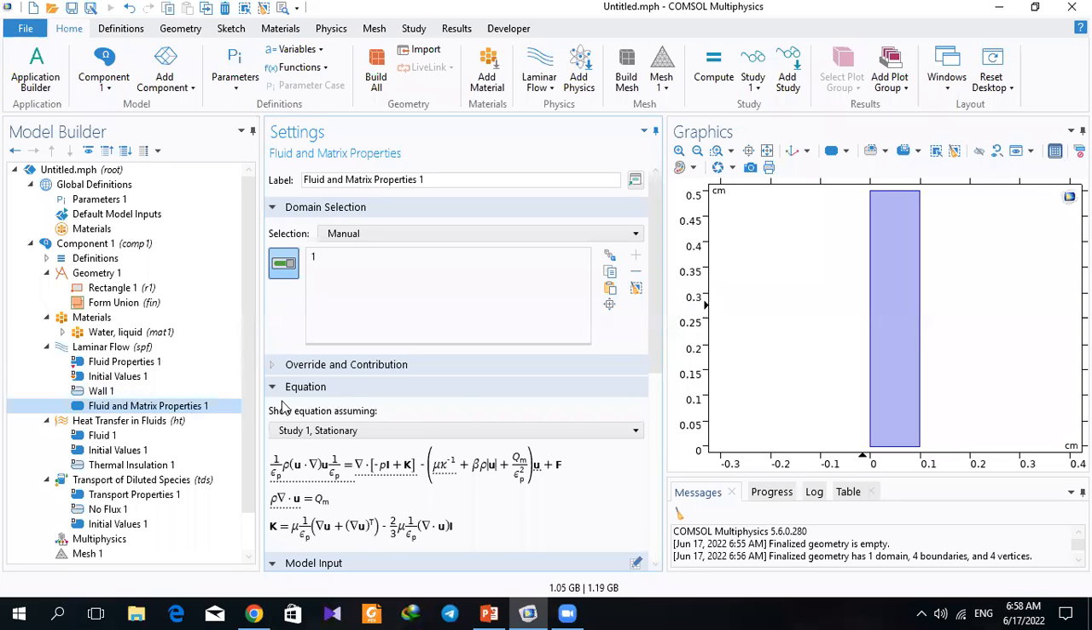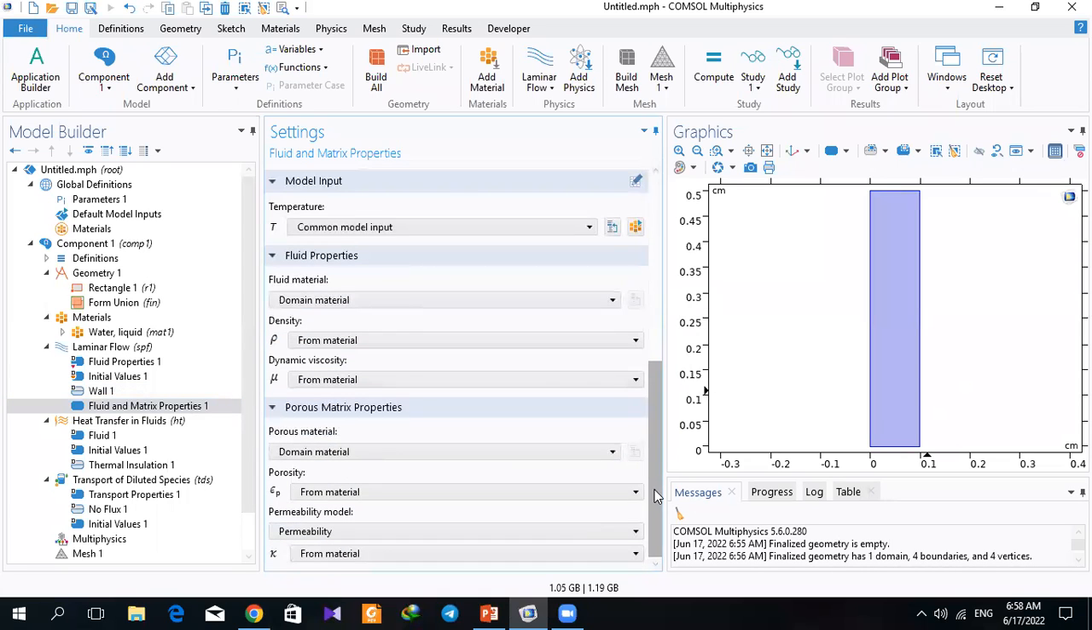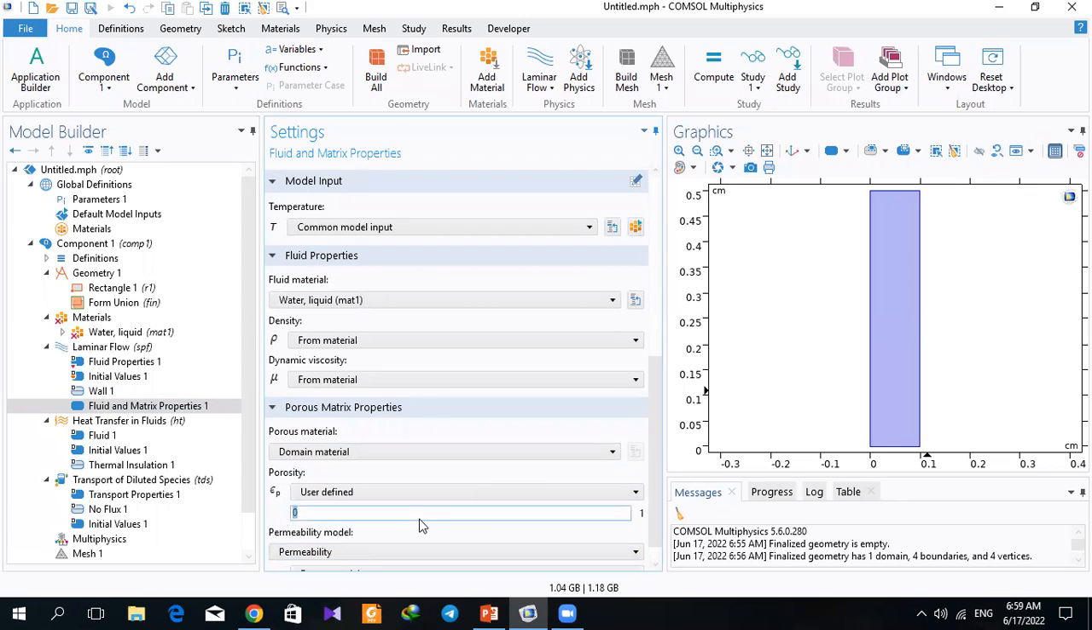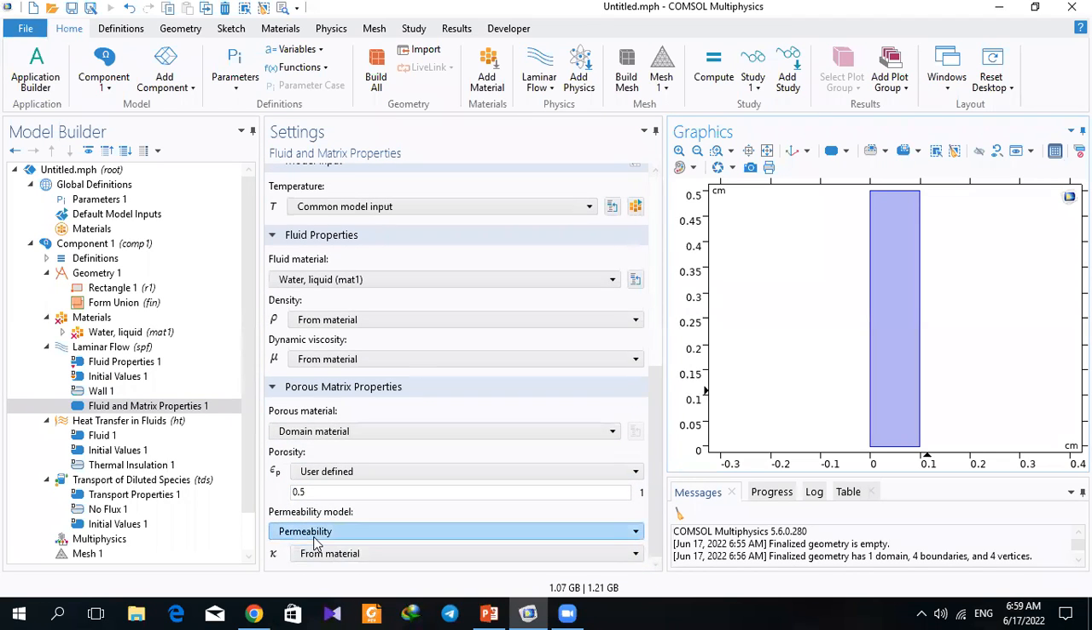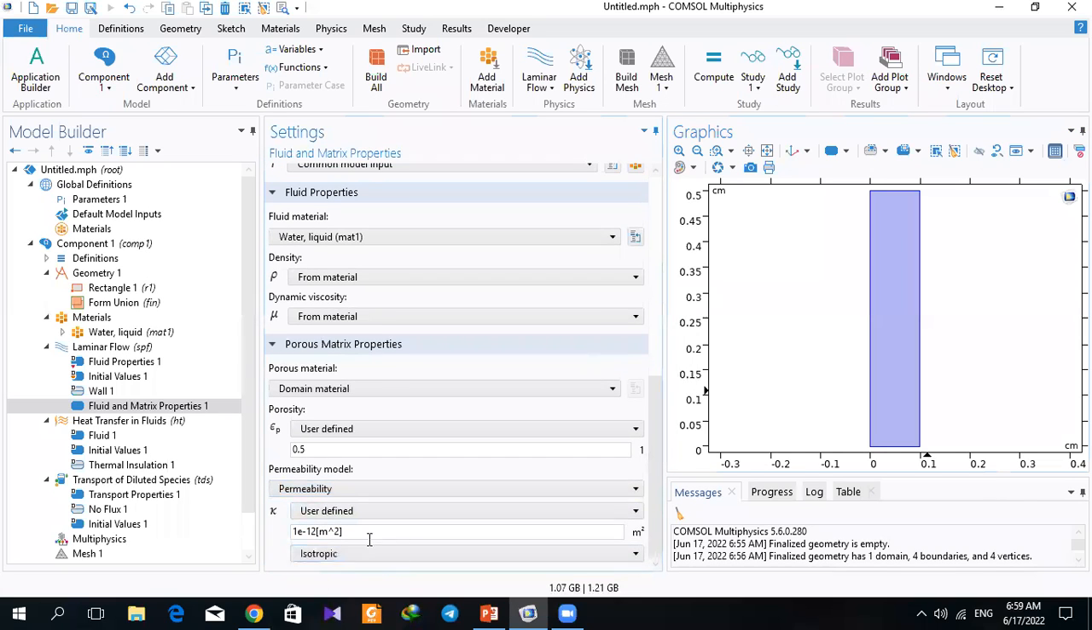Okay, for this domain we defined the fluid properties based on water. For the case of a porous domain, you should define two properties. The first one is porosity. Porosity can be a number from 0 to 1. Let's have 0.5. And permeability is the ability of materials to pass the fluid through themselves.